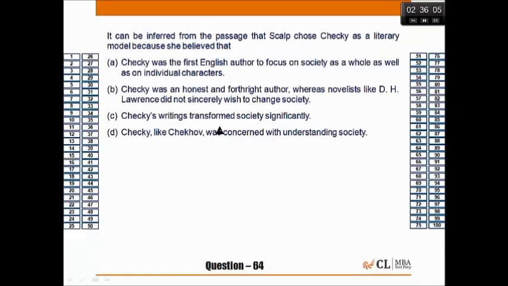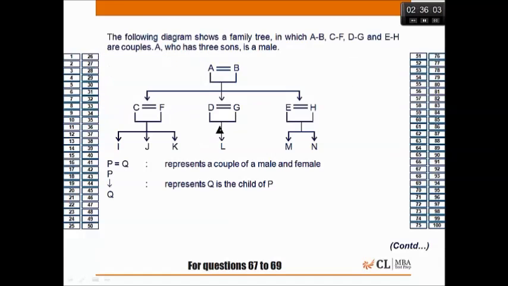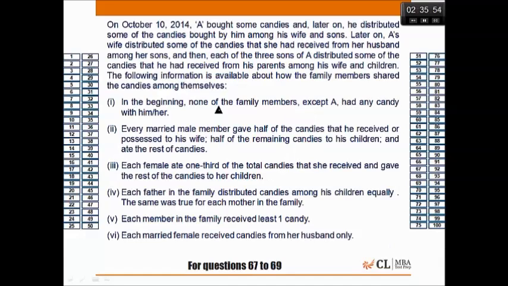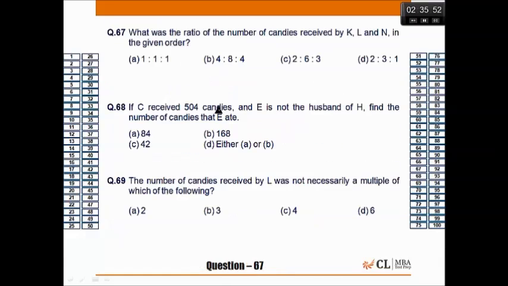Inference, okay. So then we have 67 to 69. This looks like a family tree, is it? Yeah, looks like a family tree. Okay, great.